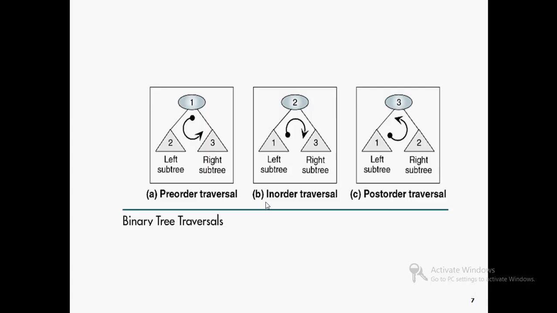Now we will see the 3 traversal techniques. We have 3 traversal techniques: one is in-order, another pre-order, and the third one is post-order. In pre-order traversal, first we visit the root node, next we follow the left subtree, and next we visit the right subtree. Coming to in-order traversal, left subtree followed by root node followed by the right subtree. Coming to post-order traversal, left subtree, right subtree, and root.